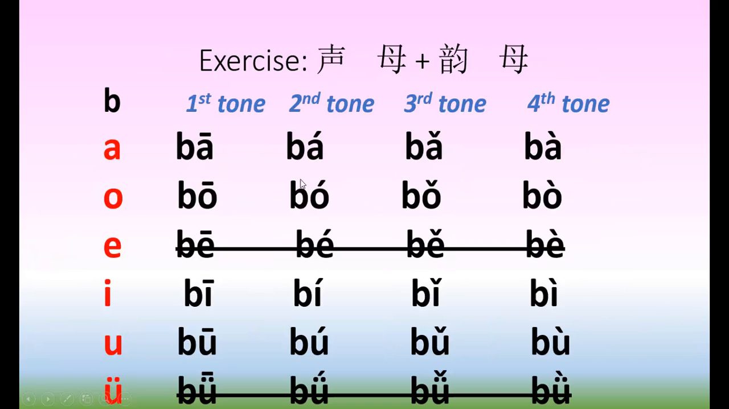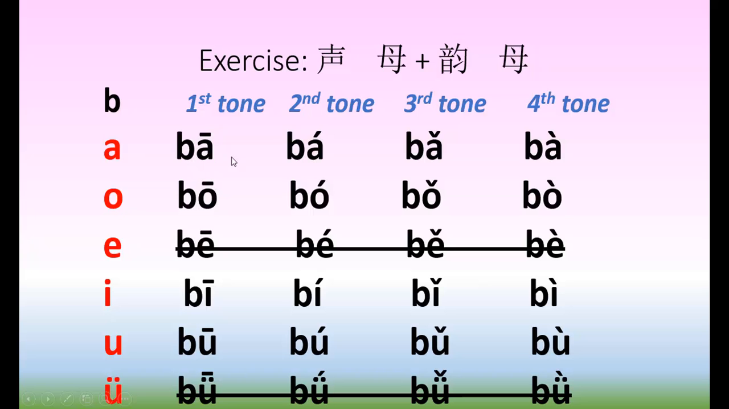Now this is a full table of b with the 6 vowels, and also the 4 different tones. Put all together, we get this table. The crossed-out cells mean that we don't really have a corresponding Chinese word for this combination. As practice, we can pronounce each combination, but in reality, we don't have a corresponding Chinese word for it. Same thing for these combinations. Let's read it once.